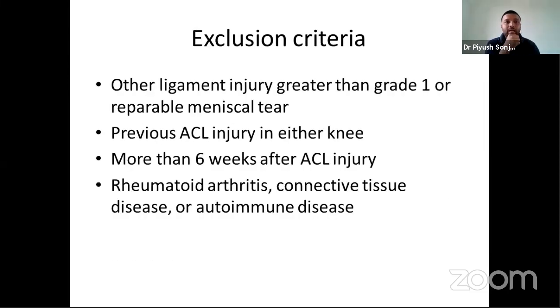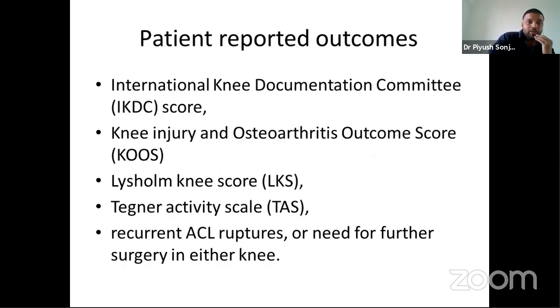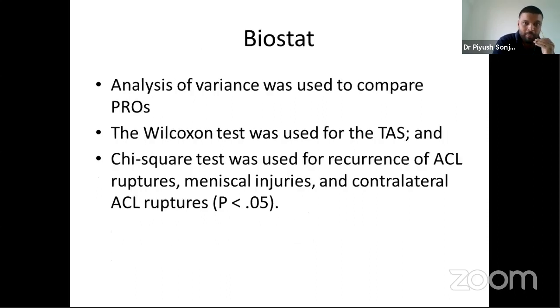Patients who had bilateral or previous ACL injury, or more than 6 weeks from injury, or these conditions, were excluded. Any associated ligament injury patients, and even repairable meniscus tear patients, were also excluded. These are the scores used: IKDC score, KOOS, Lysholm score, Tegner activity scale, and recurrence or need for further surgery. Biostatistically, recurrence was analyzed by chi-square test, and the others were analyzed by ANOVA and Wilcoxon test.